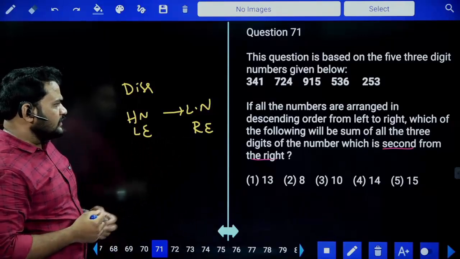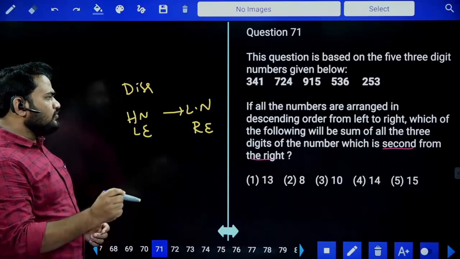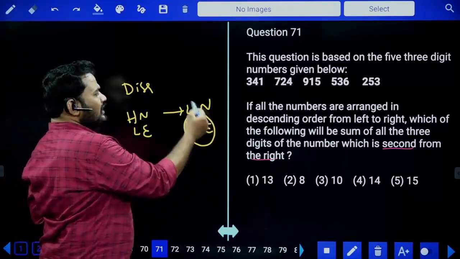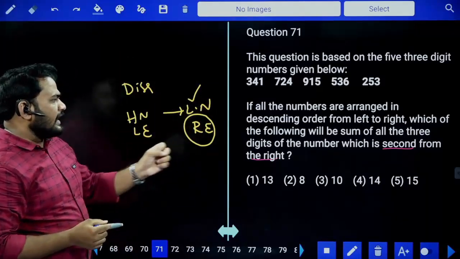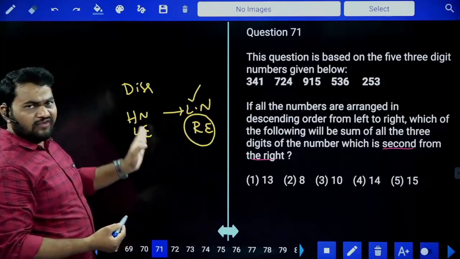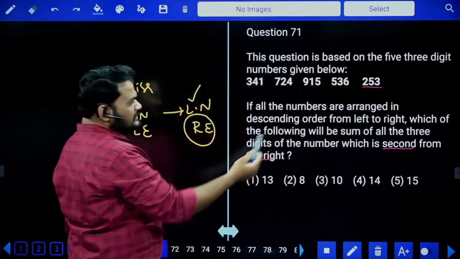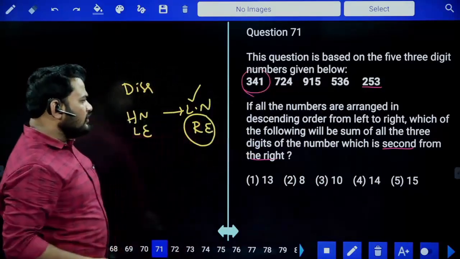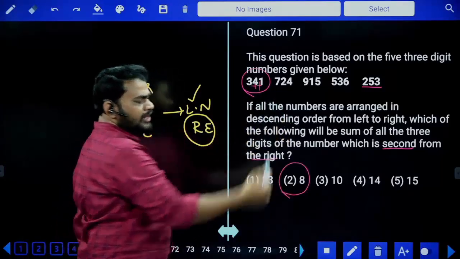Then the question is, which of the following will be the sum of all the 3 digits of the number which is second from the right? From the right we'll get only the least numbers, as we are going to write them in descending order. But second from the right is nothing but the second lowest number. The first lowest number is 253, but we need the second from the right. The second lowest number is 341. The sum of all the 3 digits is required. 3 plus 4 is 7, plus 1 is 8. Nothing but option number 2.